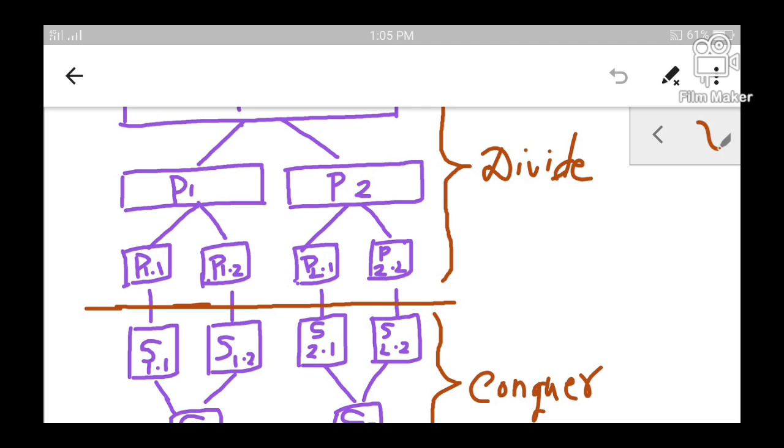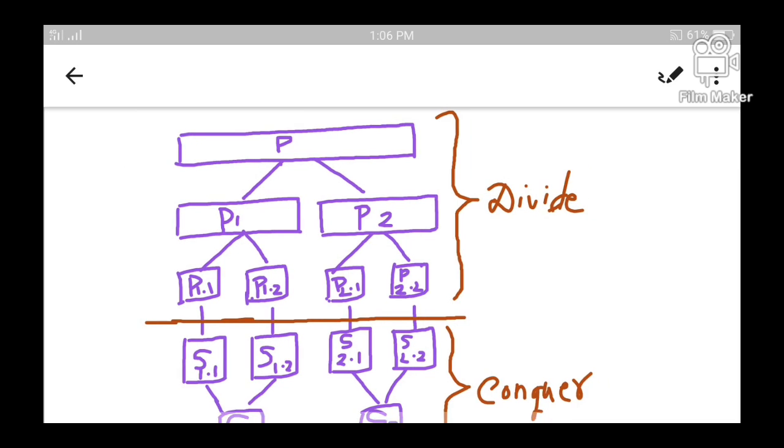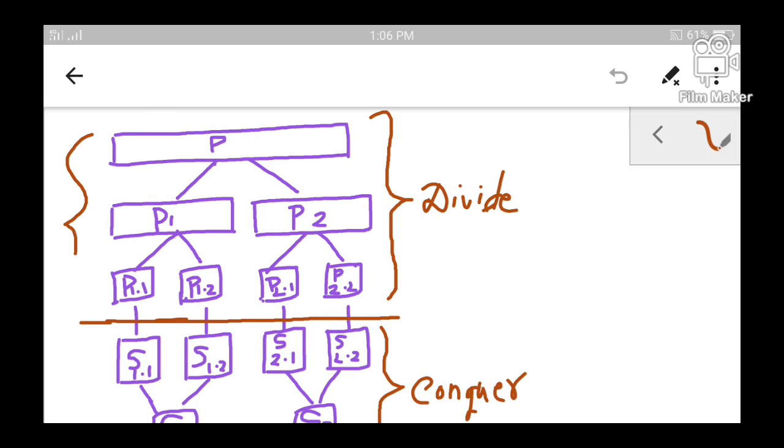Now check if P1.1 is small enough to be solved. Yes, P1.1 is small enough to be solved directly. Proceeding to P1.2, it is also small enough to be solved directly. What about P2.1? P2.1 is also small and P2.2 is also small. So we have found that all four subproblems are now small enough to be solved directly. Since they can be solved independently, I am going to solve these subproblems all together. So this is the section from level 1 to level 3.